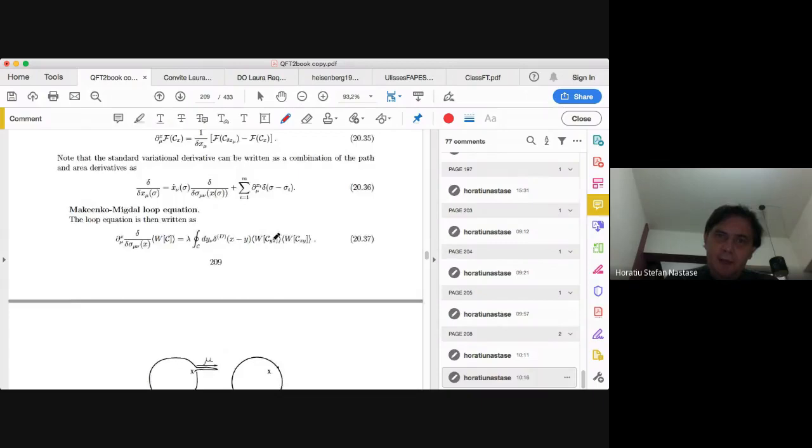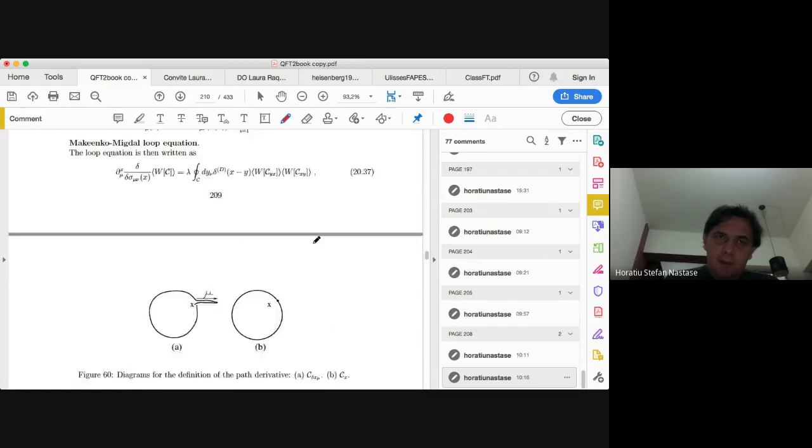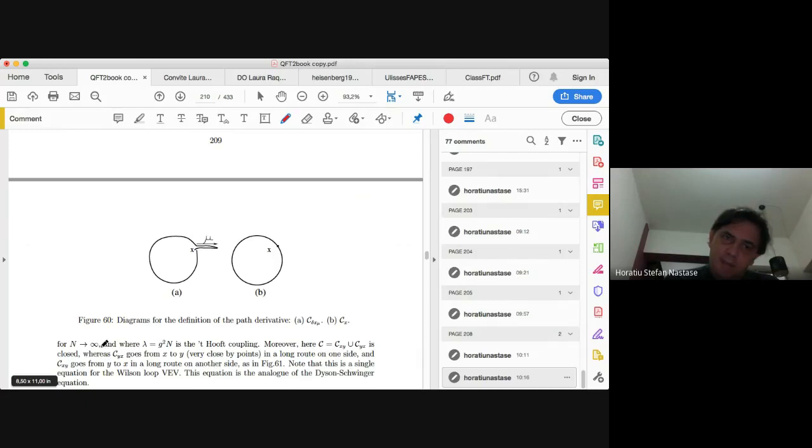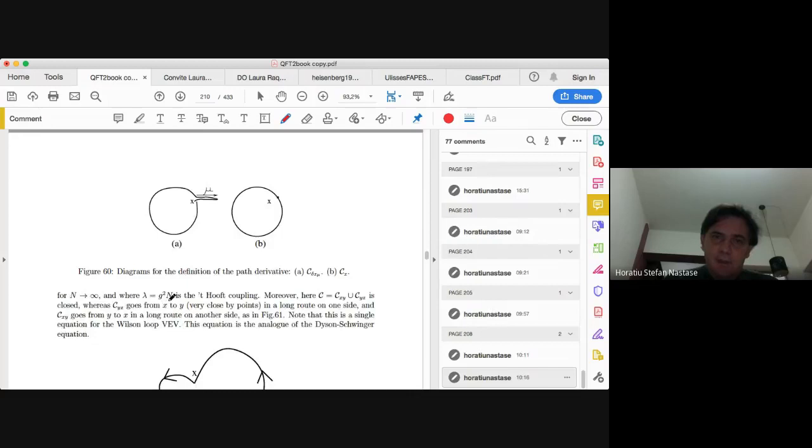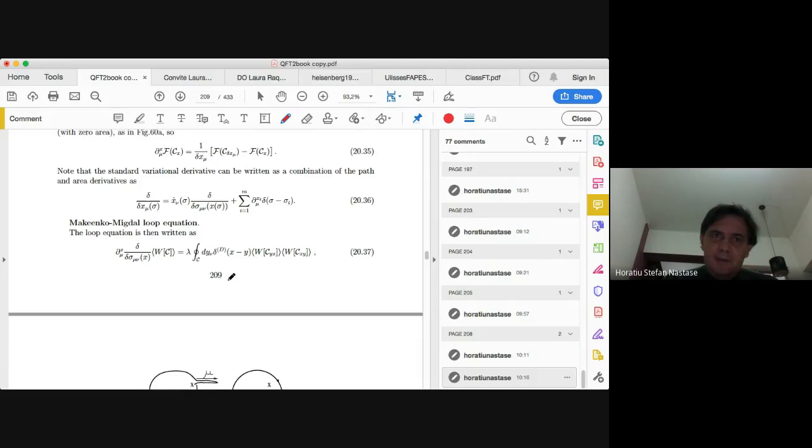What do we mean? So first of all, since this is a product of waves, this is in the large N limit. Then lambda here is g squared N fixed. This is called 't Hooft coupling in the 't Hooft large N limit. So g squared goes to zero, N to infinity, g squared N finite, called lambda. Moreover, I have a C, a C_yx and a C_xy.